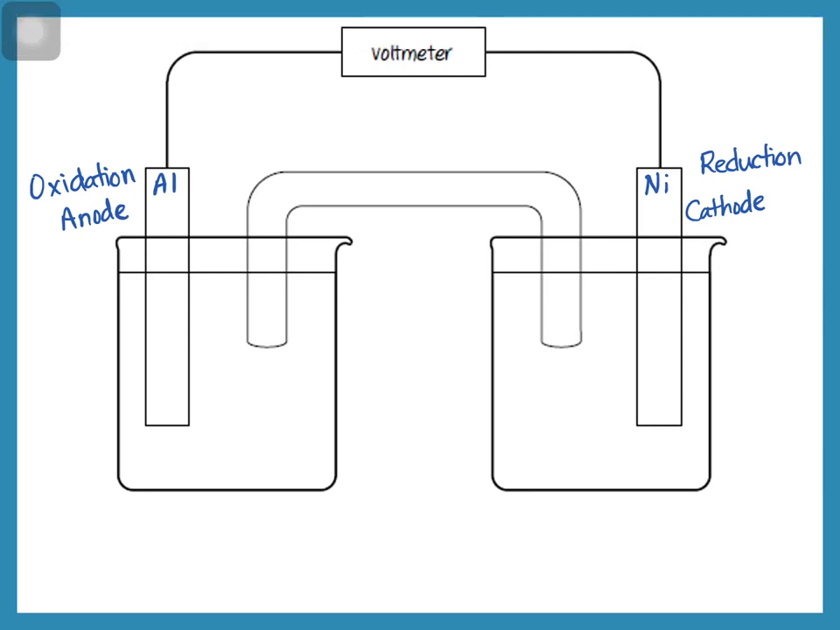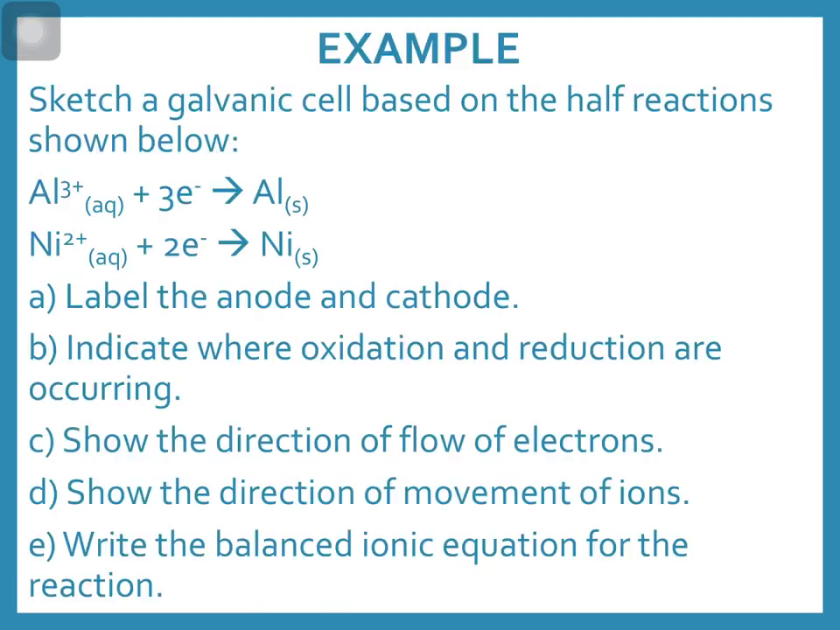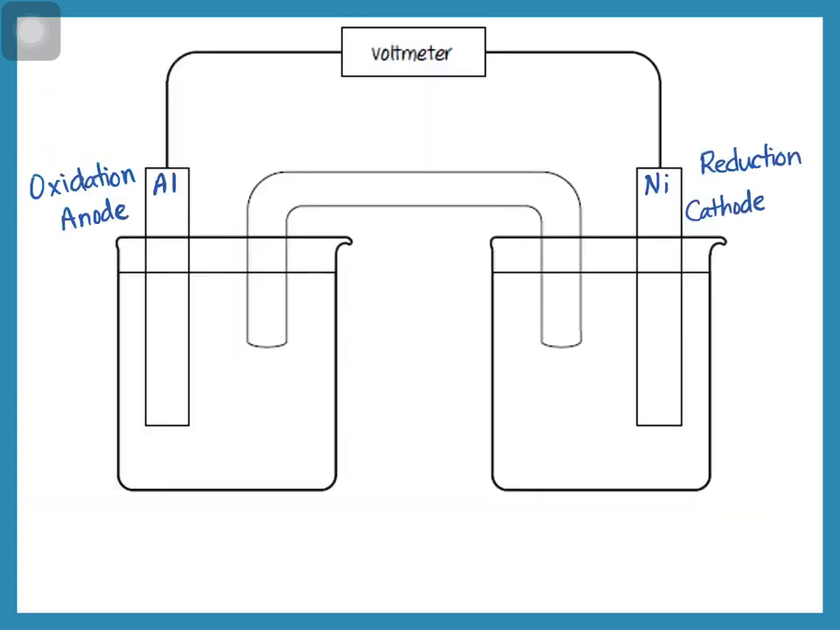So the next thing that we are going to do, let's just quickly take a look. We've labeled the anode and the cathode and indicated where oxidation and reduction are occurring. So now we need to show the direction of flow of electrons and then ions and write a balanced ionic equation.